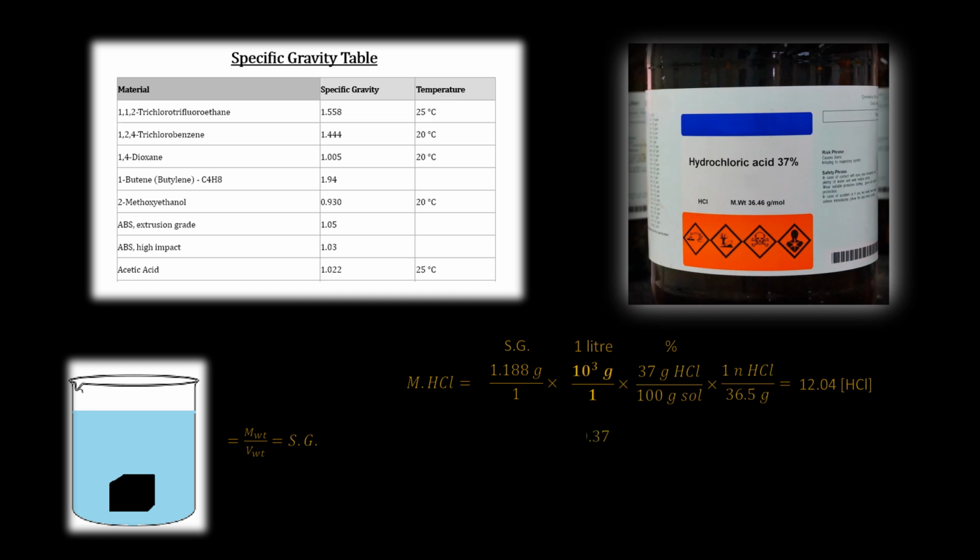Now this equation can be simplified as shown. Now note the square brackets. It's just another way of stating that the value is the molarity of the substance. In this case, it's the molar concentration of the hydrochloric solution.